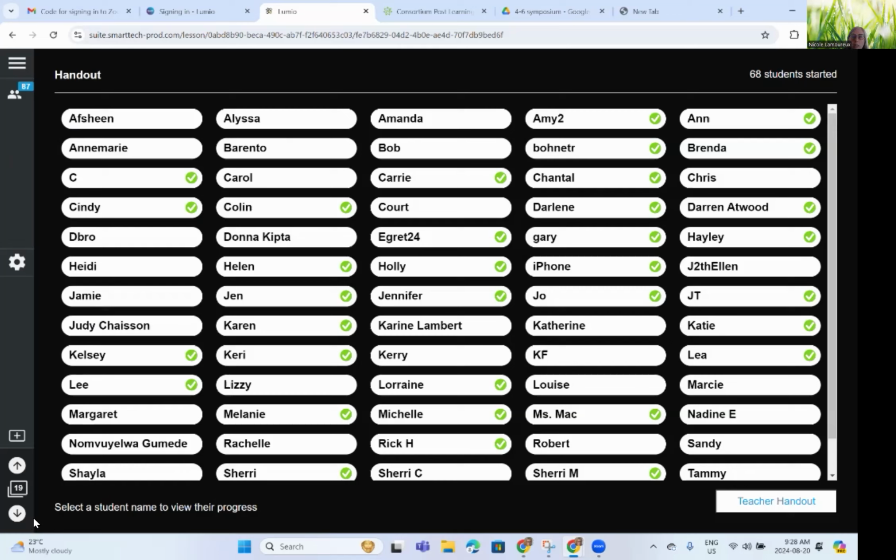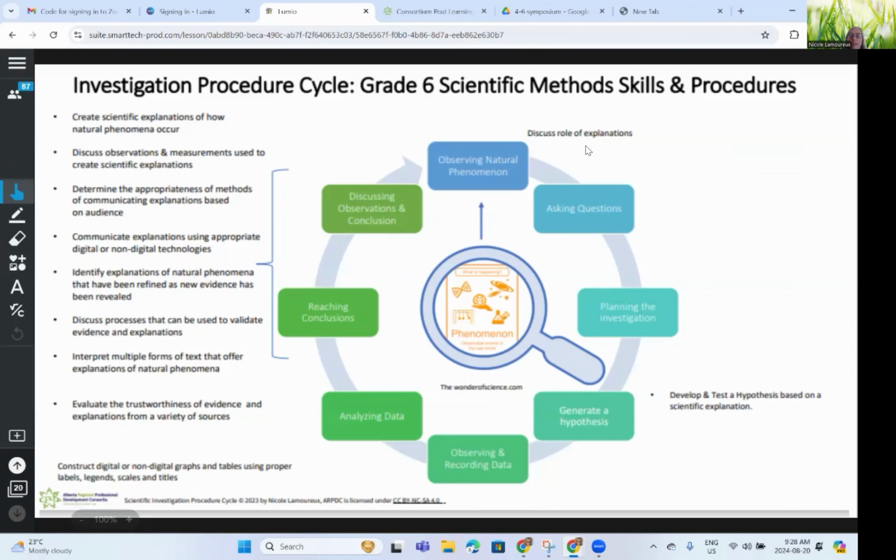Okay, I'm going to move forward. This gives you an idea of where things are at, and I'm going to go over it to review that. So discuss the role of explanations can happen during their observations of the natural phenomena, and it can happen at the end as well. If you put it at the end, don't worry, that could be correct as well. Develop and test a hypothesis based on a scientific explanation is generate a hypothesis, and it corresponds with that step. So basically, by grade 6, they've gone through most of the investigation cycle.